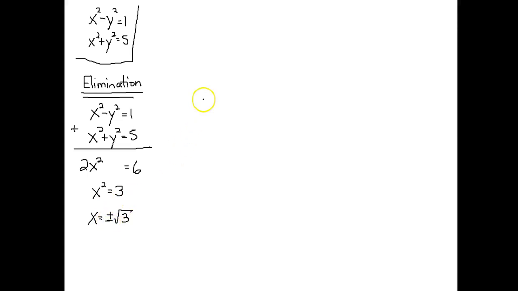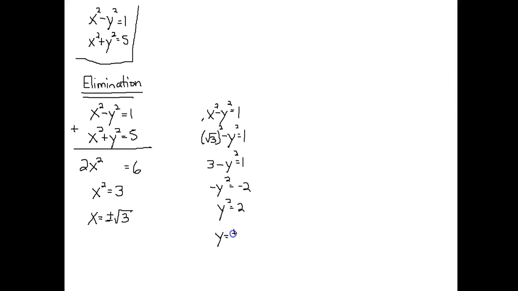So you get 2 x values there. If you go back to either equation, let's say you go back to x squared minus y squared equals 1. Square root of 3 squared minus y squared is 1. So you got 3 minus y squared is 1. Negative y squared equals negative 2. Y squared is 2. So y is plus or minus square root of 2. So you've got square root of 3, comma, square root of 2. You've also got square root of 3, comma, negative square root of 2. So already got 2 solutions there.